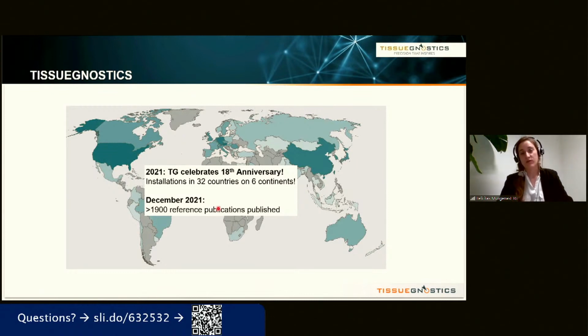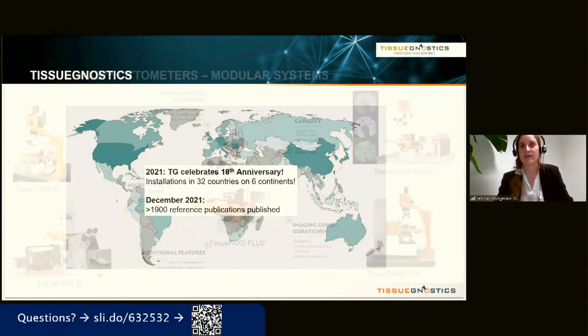And we're also happy to announce that by December 2021, we have more than 1,900 reference publications in various application fields. On our website, we also have a very searchable database which contains all of those papers, and it's updated monthly. So if you are interested in tissue cytometry, just have a look at it.